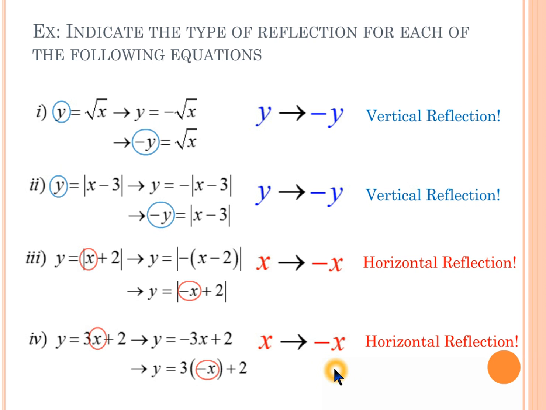Okay, so those are 4 simple problems where we practice identifying whether we have a vertical or a horizontal reflection.